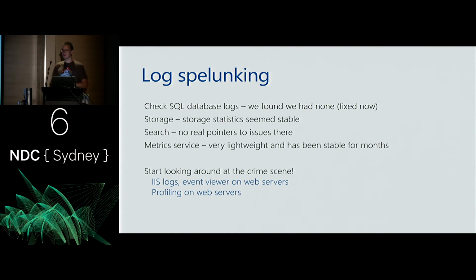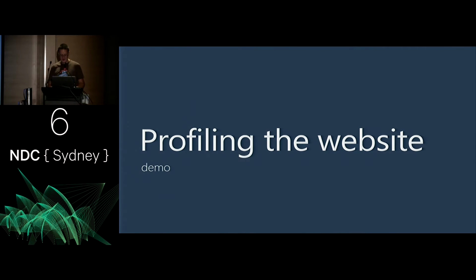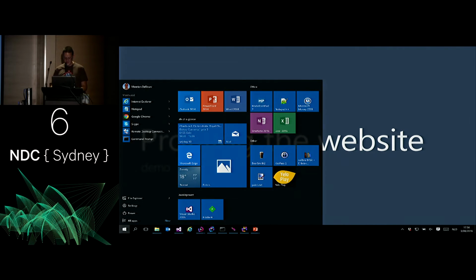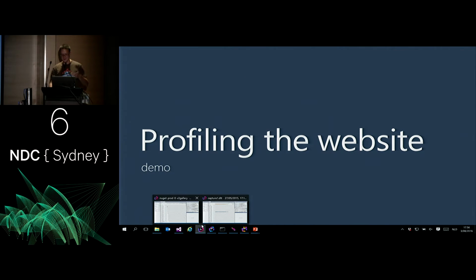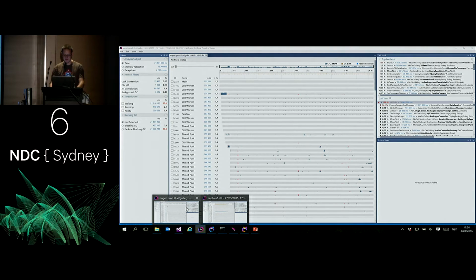So we started looking around at the crime scene itself. We started pulling IIS logs. We started looking into Event Viewer. We started looking into a lot of things. We even started profiling on our production servers because we were stunned that there was no information in any of the logs, and we just wanted to find out what could have caused this downtime. So we started profiling the website, and we did that, as I said, on production, which is something you probably don't want to do, but it was our last resort, and we had to dive into that.